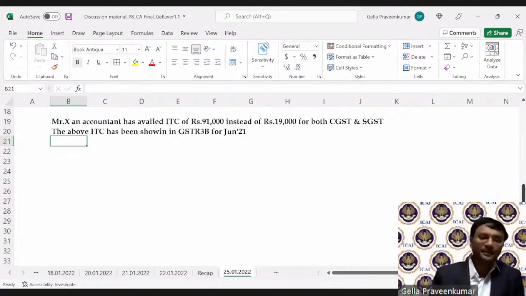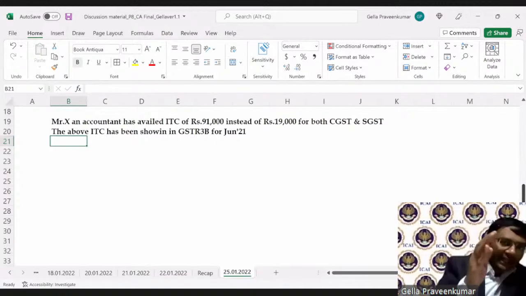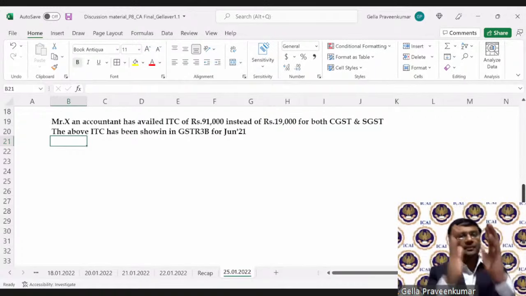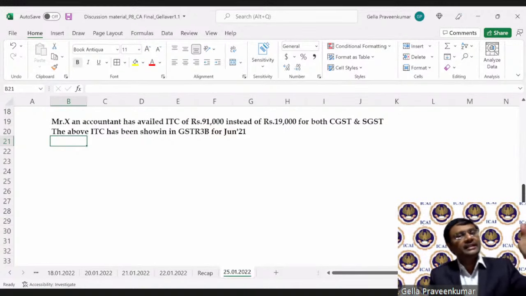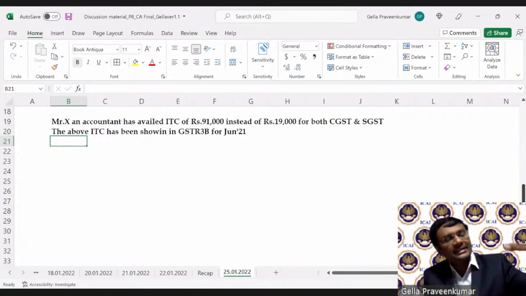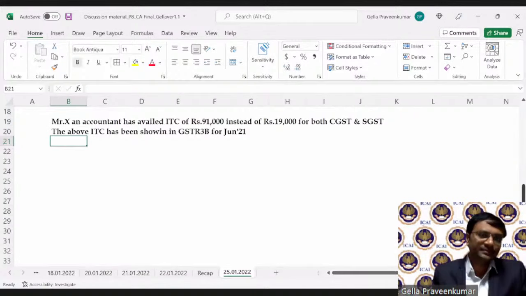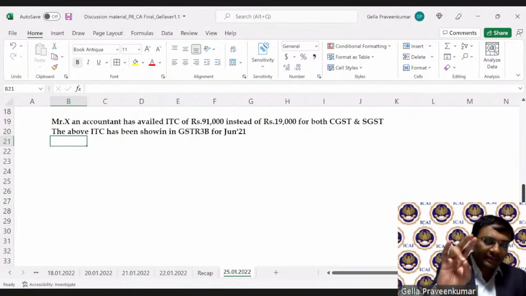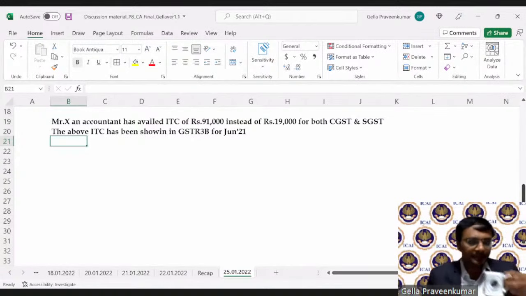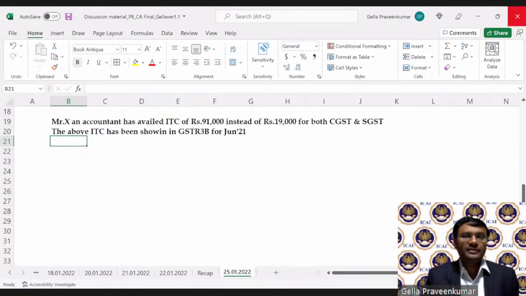So what happened here? The accountant has taken a credit of 91,000 instead of 19,000. Now, do you say this is a fraud, willful misstatement, suppression? When you look at this entry, is it a fraud? Is it a willful misstatement? Is it a suppression? What do you categorize this? Let me look at your answers.